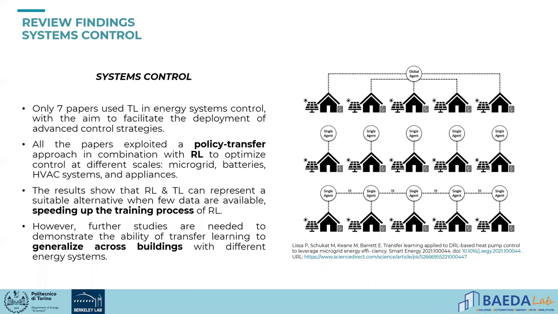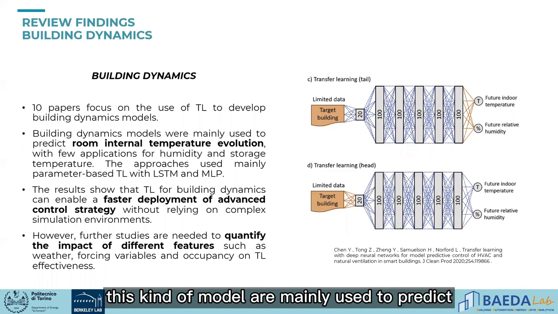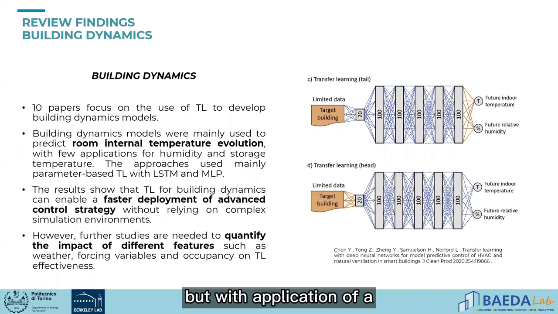Going ahead, the building dynamics papers are focusing on the use of transfer learning to develop building dynamics models. This kind of model is mainly used to predict room internal temperature evolution, while a few applications applied the same model to predict humidity and storage temperature evolution. The main approaches in this case are still parameter-based transfer learning, but with application of LSTM and MLP.